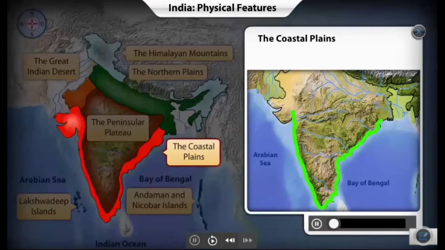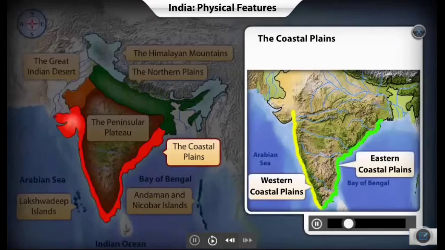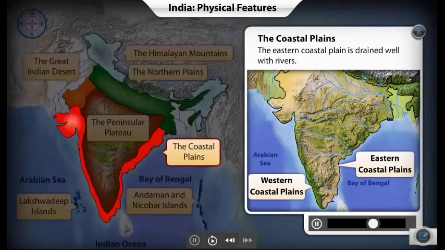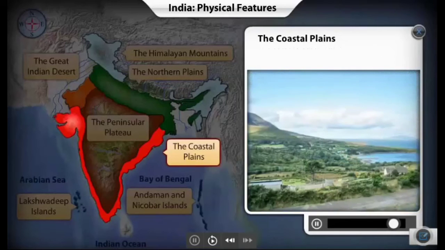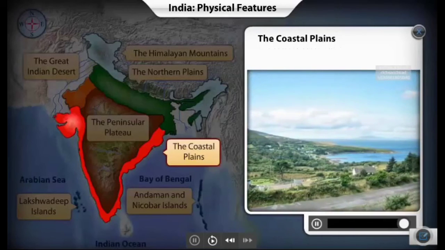The coastal plains include the Western Coastal Plains and the Eastern Coastal Plains. The Western Coastal Plain that lies to the west of the Western Ghats is narrow. The Eastern Coastal Plain lying to the east of the Eastern Ghats is broader. Some of the rivers flowing through the Eastern Coastal Plains are Mahanadi, Godavari, Krishna and Kaveri that drain the terrain. As these rivers flow into the Bay of Bengal, they form very fertile deltas.